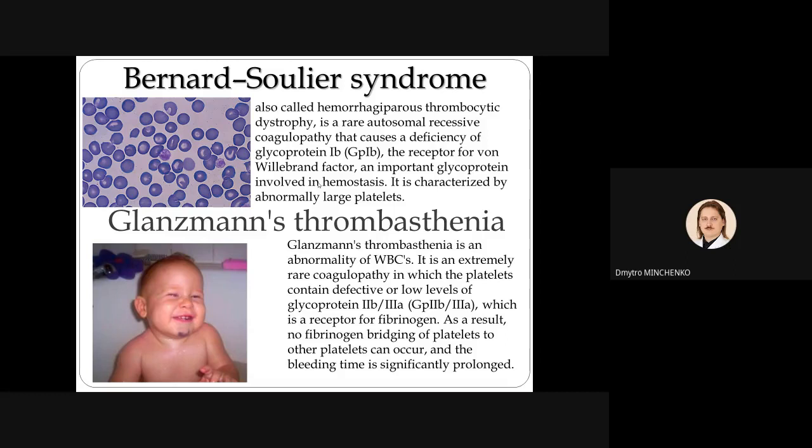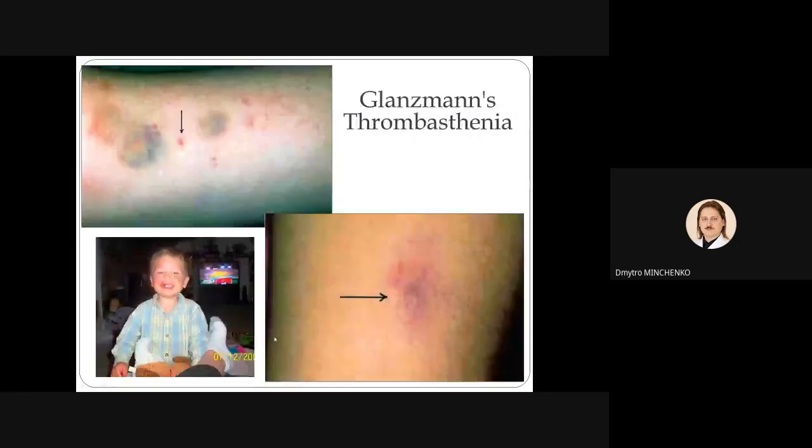Glanzmann's thrombasthenia, it has abnormality of thrombocytes and white blood cells, an extremely rare coagulopathy, in which the platelets contain defective or low levels of certain glycoproteins, which are the active receptors for fibrinogen. As a result, no fibrinogen binding of platelets to other platelets can occur, and the bleeding time is significantly prolonged. Here's some bruising for Glanzmann's thrombasthenia, but also can be interpreted for any thrombocytic pathology.